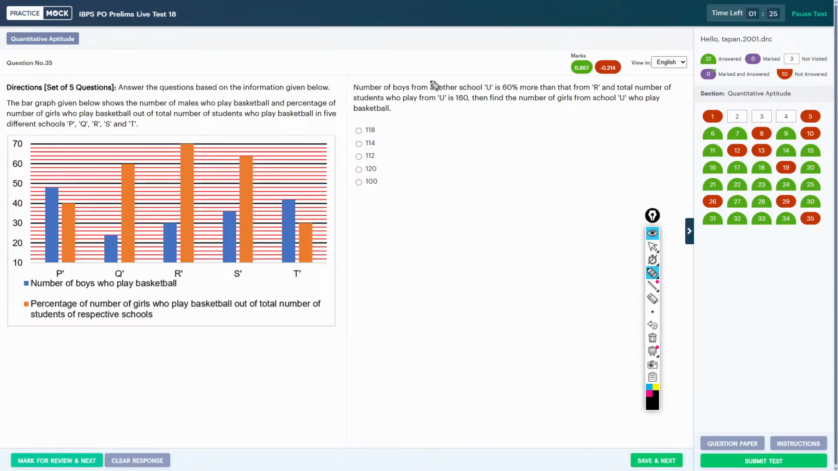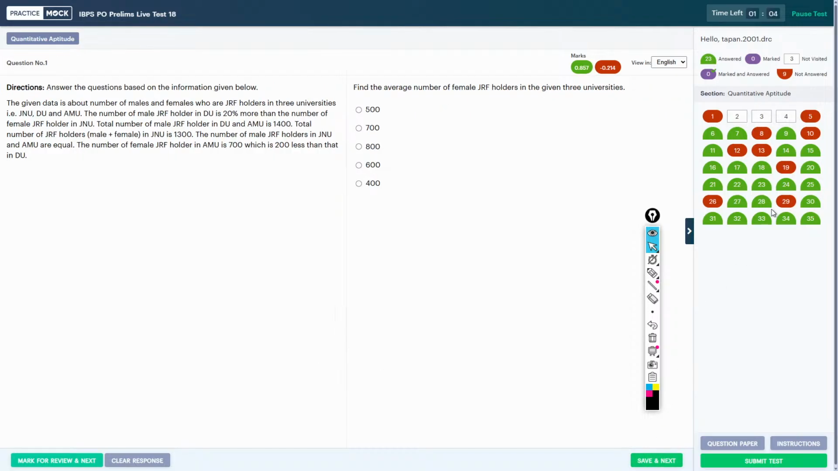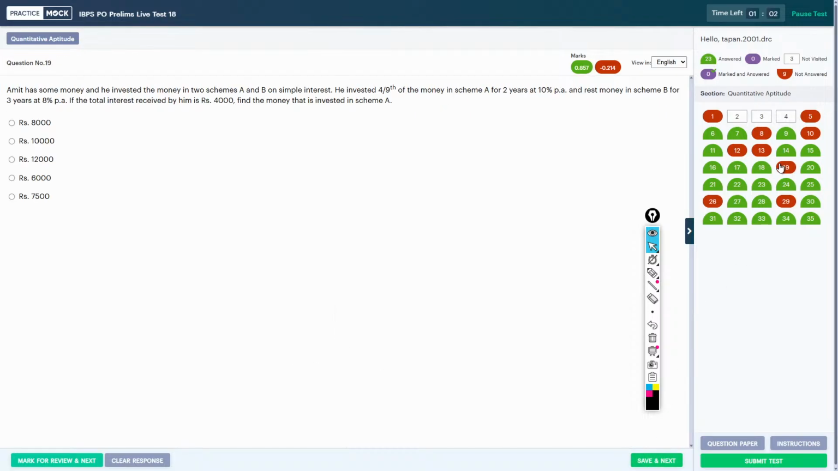And the number of boys from another school U is 60% more than that of R, 60% more. So 30, 60, 80, 48. And total number of students who played from U is 160. Find the number of girls who play basketball, 160. So 12, 112. Okay.